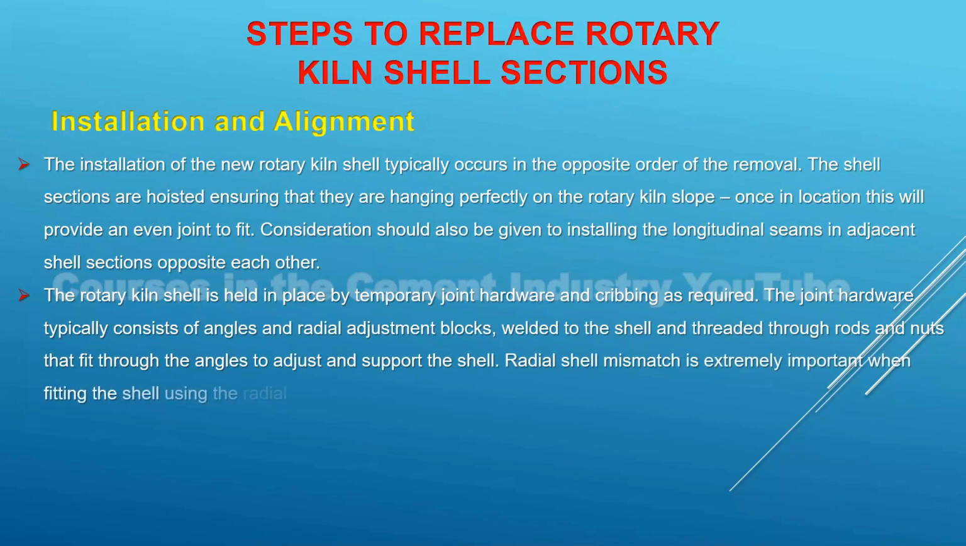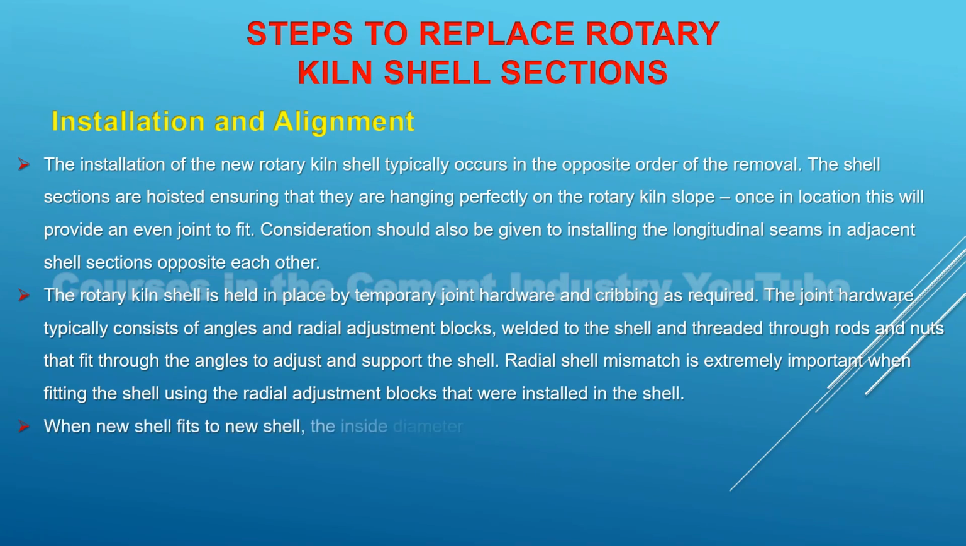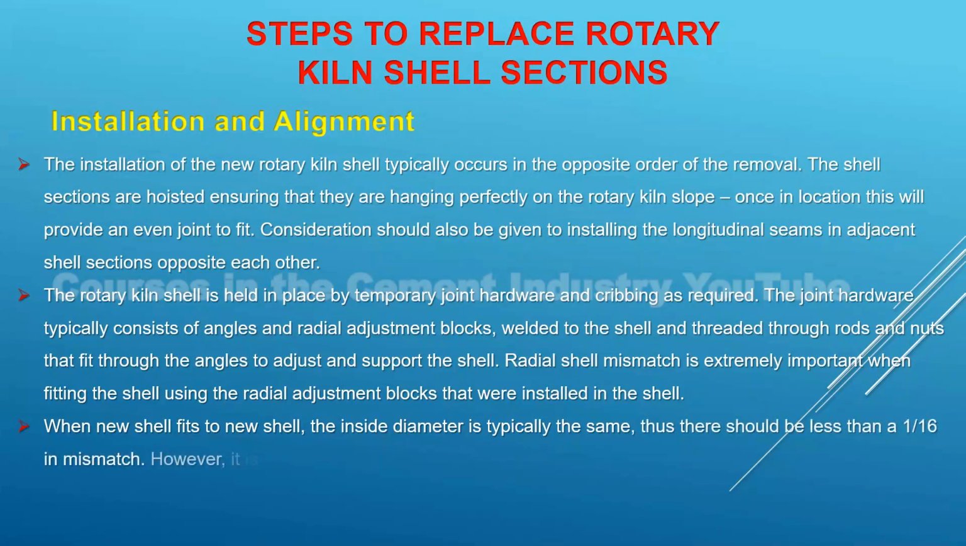Radial shell mismatch is extremely important when fitting the shell using the radial adjustment blocks that were installed in the shell. When new shell fits to new shell, the inside diameter is typically the same, thus there should be less than a 1/16 in mismatch. However, it is not uncommon that the inside of the old shell is corroded.